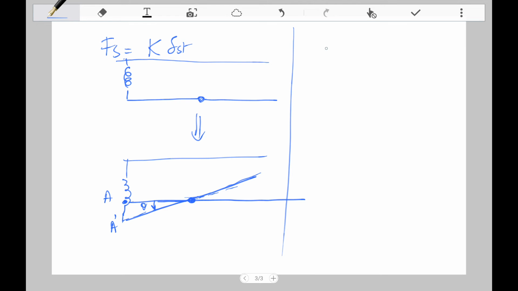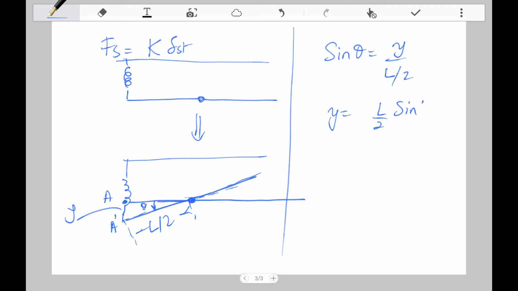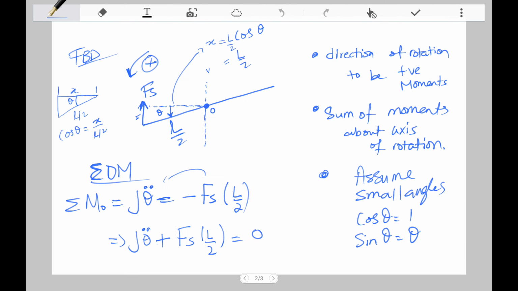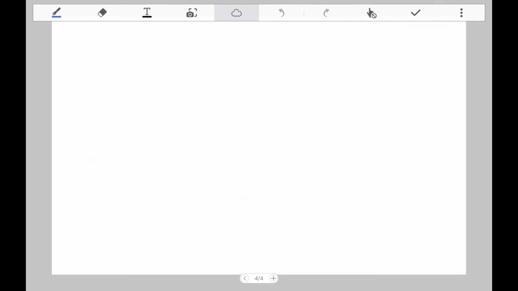Then we're going to use the sine law. Sine theta is equal to our distance, y, over L over 2, that's your L over 2 right there. So y is basically L over 2 sine theta, and with the small angle approximation, that's L over 2 times theta. So we go back here and take this equation, copy it, and go back. Let's go to a new, clean, fresh page and paste that there.